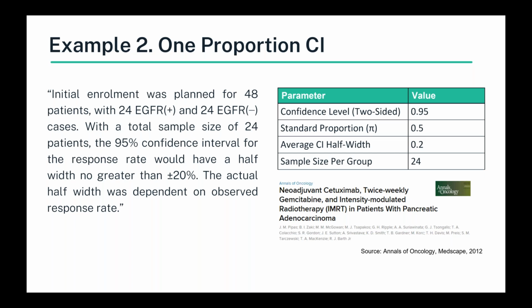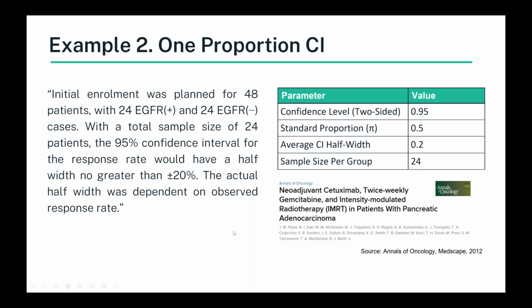This expected proportion of 0.5 is very conservative, like it's straight down the middle. And so a proportion of a half is going to give you the greatest variance, hence the widest or least precise confidence interval. So in other words, you're picking the worst case scenario here.